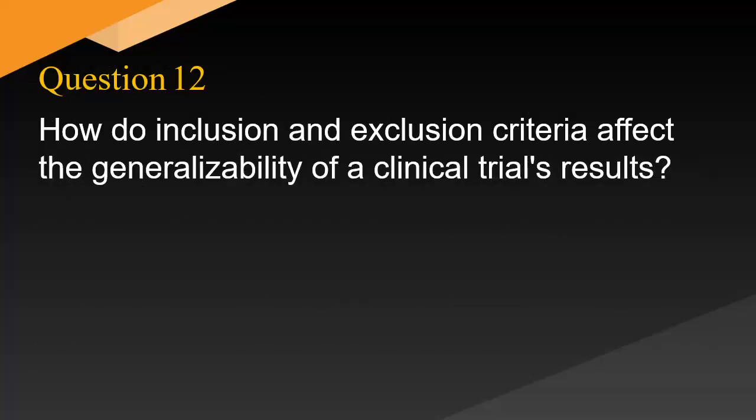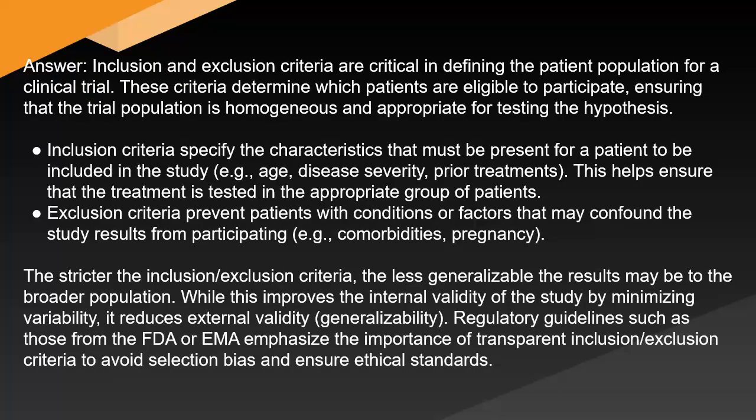How do inclusion and exclusion criteria affect the generalizability of a clinical trial's results? Answer: inclusion and exclusion criteria are critical in defining the patient population for a clinical trial. These criteria determine which patients are eligible to participate, ensuring that the trial population is homogeneous and appropriate for testing the hypothesis. Inclusion criteria specify the characteristics that must be present for a patient to be included in the study, e.g., age, disease severity, prior treatments. This helps ensure that the treatment is tested in the appropriate group of patients.